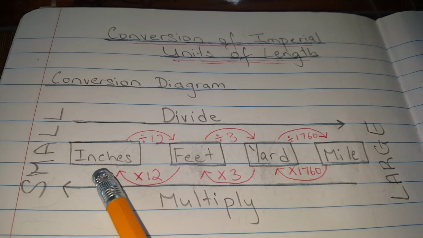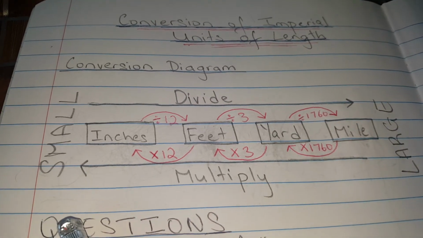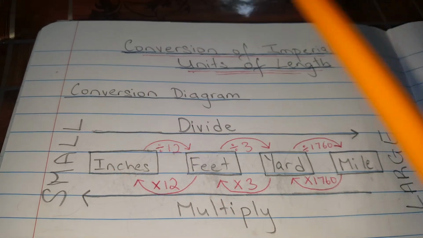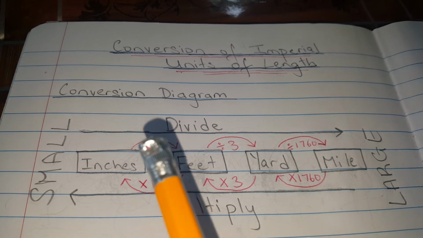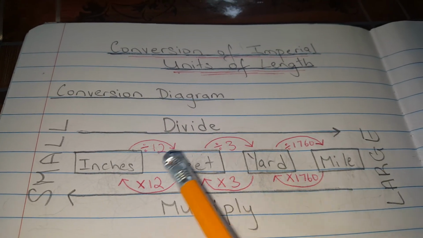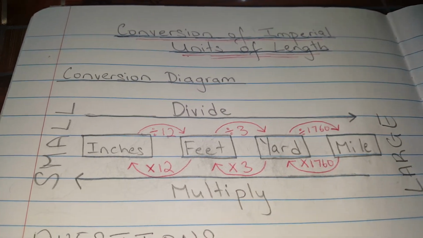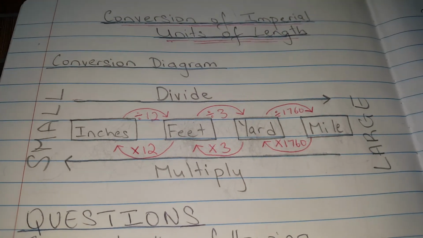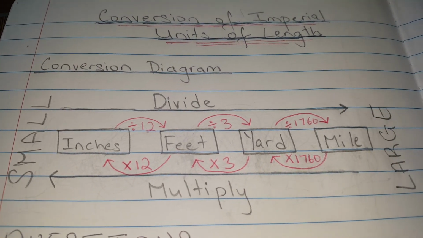So you're just going to work with these numbers. Just remember, large to small we multiply, small to large we divide. Nothing changes. Just remember where the values are associated, which units they are associated with, and you will be okay. That's the main thing you need to know when converting length in the imperial system.